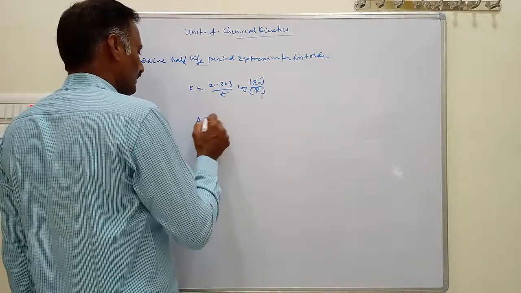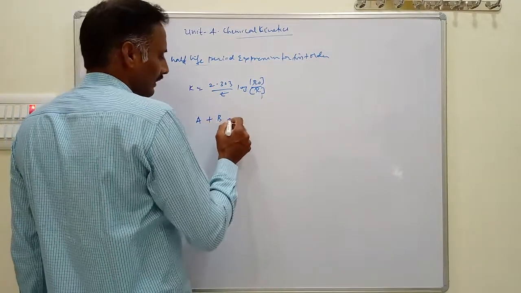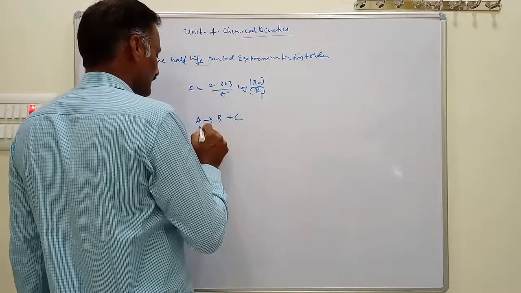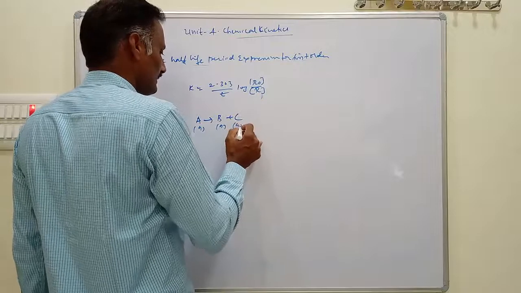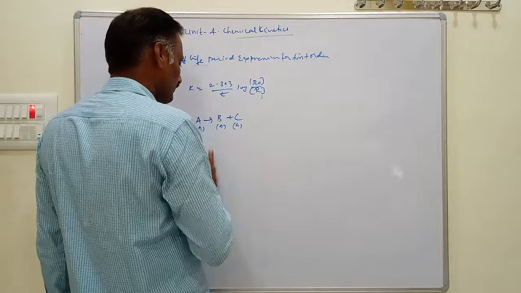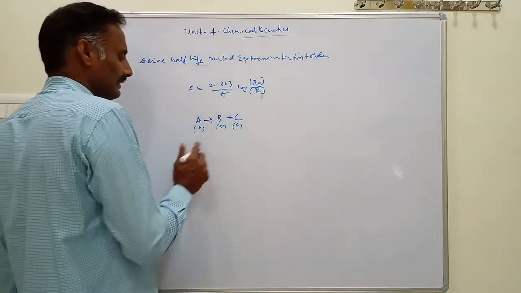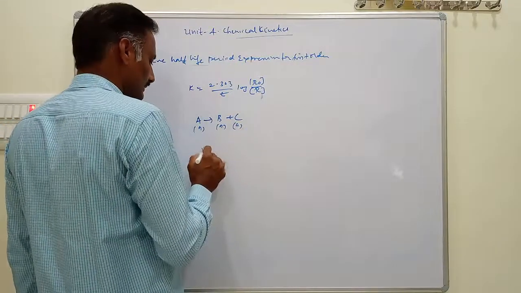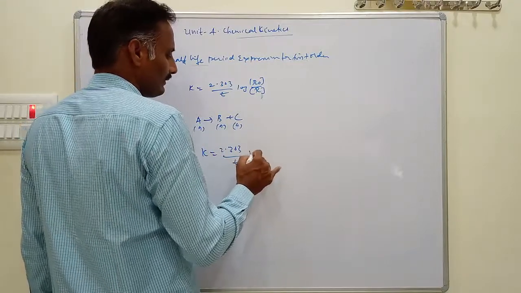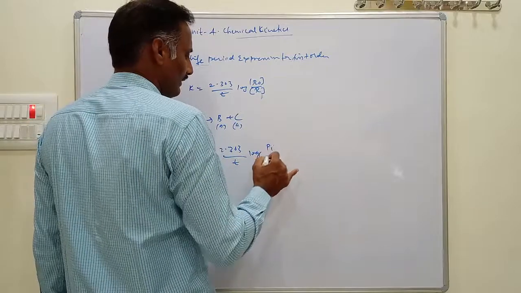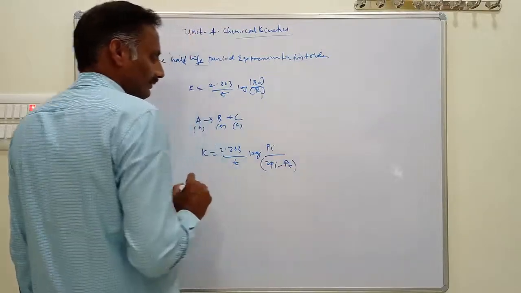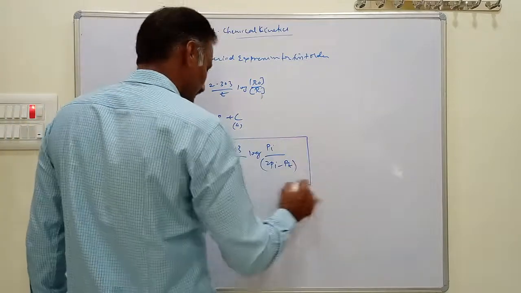For example, let us consider the reaction A gives B plus C. Here this is a gaseous reaction. For gaseous reactions, concentration is expressed in the form of partial pressures. In that case, the equation becomes k equal to 2.303 by t log Pi divided by 2Pi minus Pt. This is the expression for gaseous reactants.